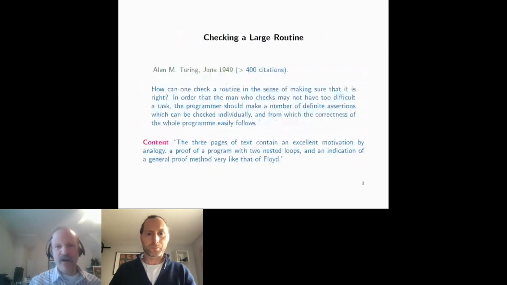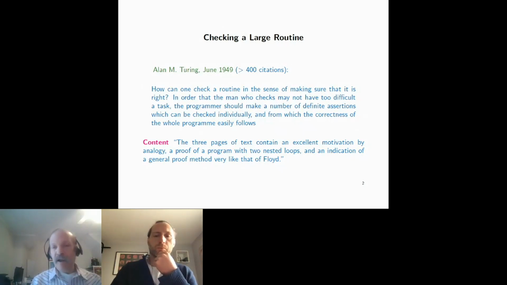As far as we know, the first time that this was formally addressed was in a short paper by Alan Turing in June 1949. So 2 years ago, we celebrated the 70-year anniversary of program verification. In it he asks, how can one check a routine in the sense of making sure that it is right? It doesn't say what right means, but in an intuitive sense: in order that the man, I don't know why only men, who checks may not have too difficult a task, the programmer should make a number of definite assertions, which can be checked individually, and from which the correctness of the whole program easily follows.